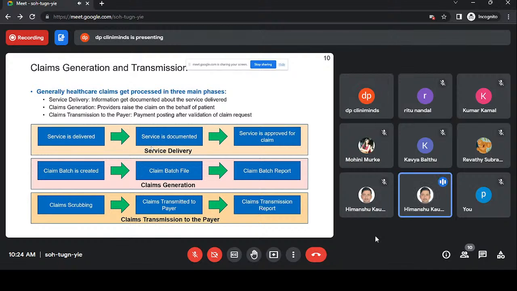Sir, it's a 9-step process, no? Yeah, 9 steps. Actually, it's 3 steps, but here they have divided it into nine. When we start from the service being delivered, the last one is the claims transmission report. Until you get the claim, payer. So payer means the insurance company, no? This is done by insurance companies. Yeah. Okay.